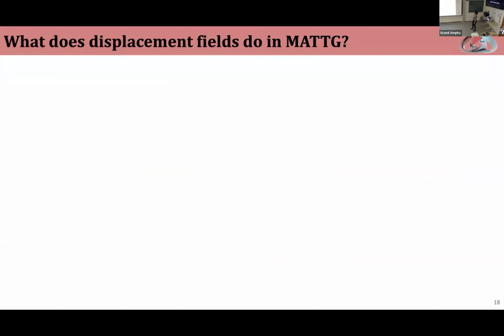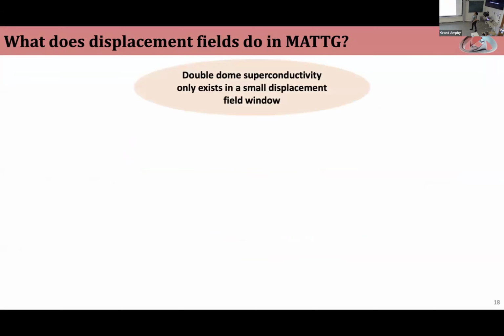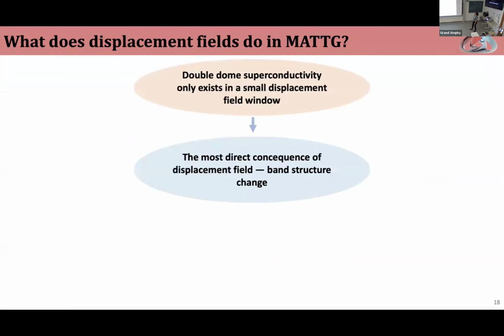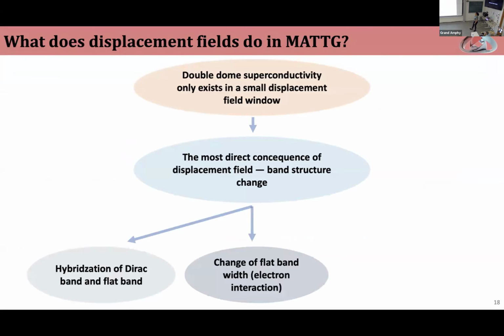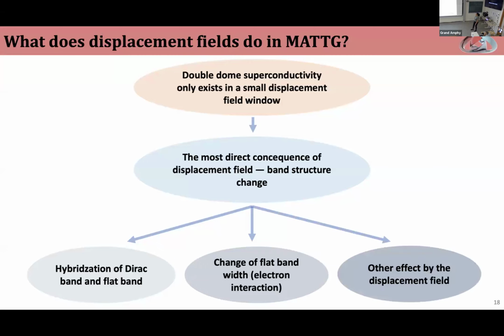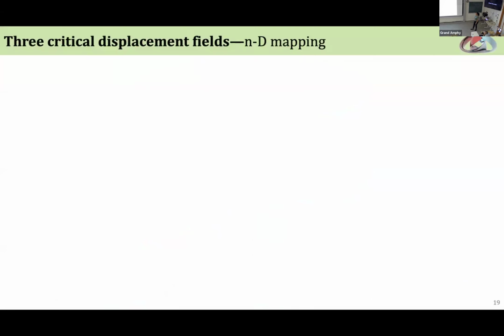So the displacement field is definitely doing something in MATTG, magic angle twisted trilayer graphene, which was completely absent in bilayer graphene. The double dome superconductivity only exists in a small displacement field window, and the most direct consequence of the displacement field is band structure change. So we believe that there is a hybridization of the Dirac band and the flat band, a definite change of flat band width because of interaction, and also other effects of the displacement field, which we don't know.